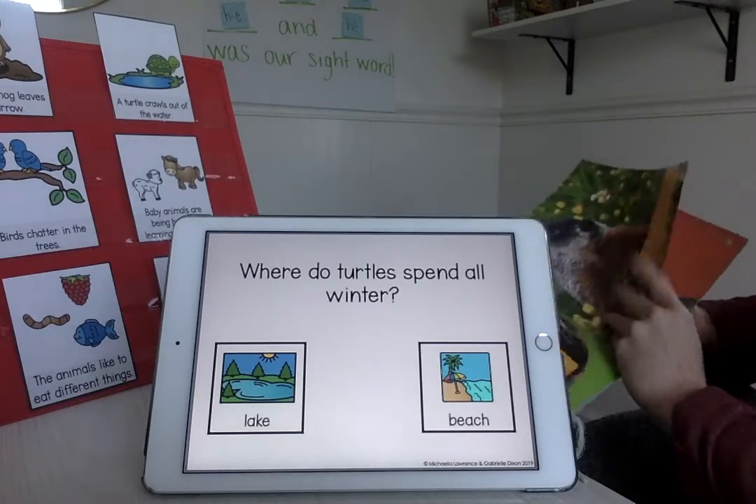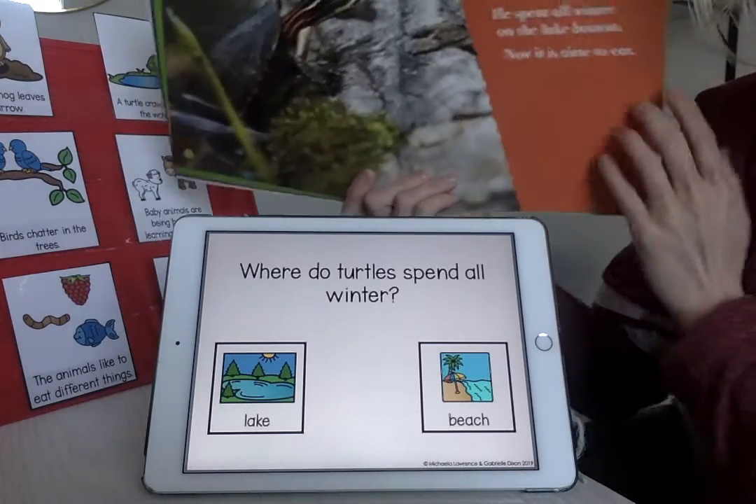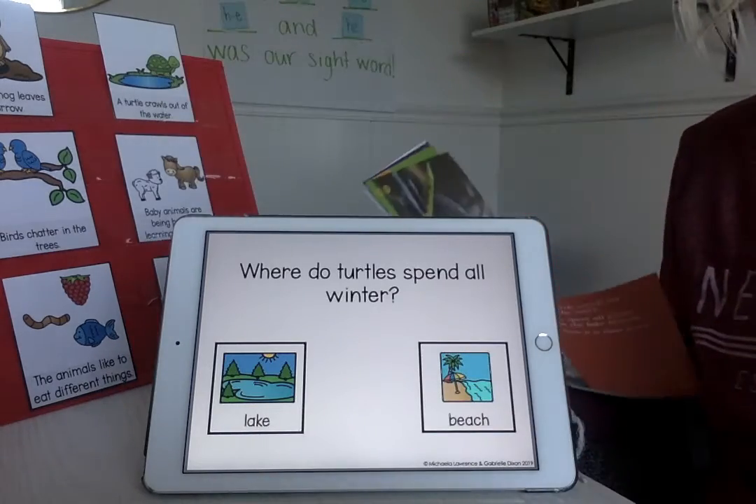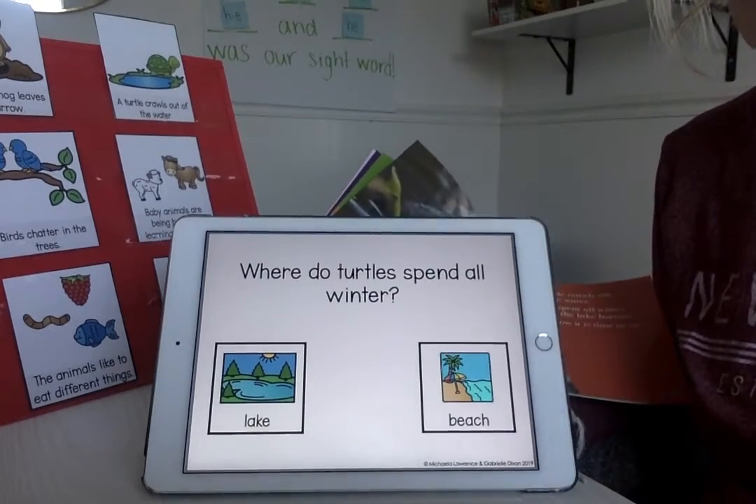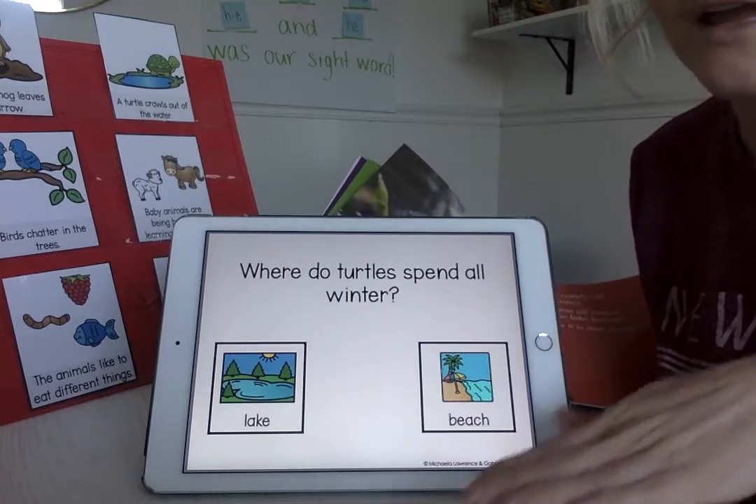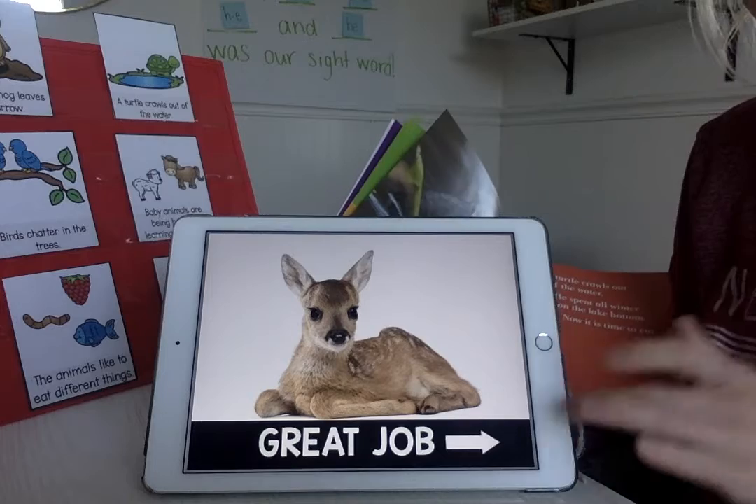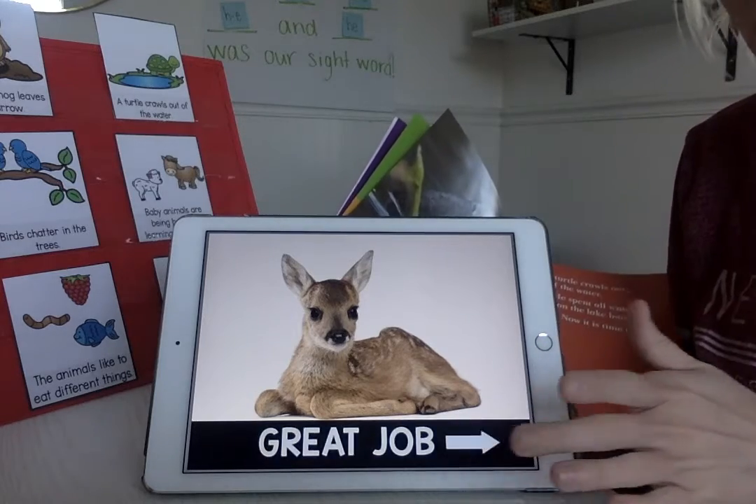Where do turtles spend all winter? So remember, where was the turtle? Was he in the lake or was he on the beach? Right? So where did he sleep, at the bottom of the lake or the bottom of the beach? The lake. Very good. In the wintertime, he goes to the bottom of the lake to sleep.